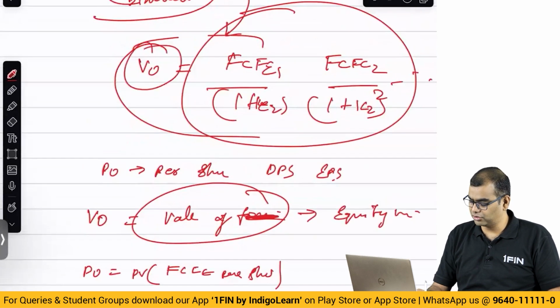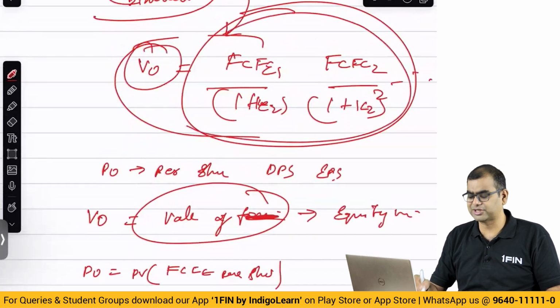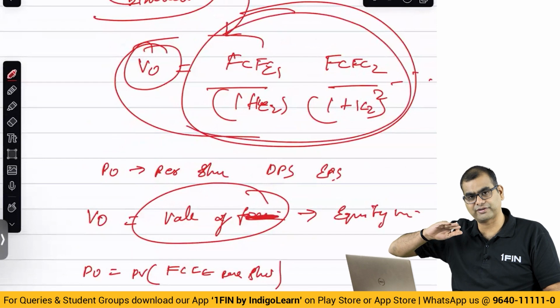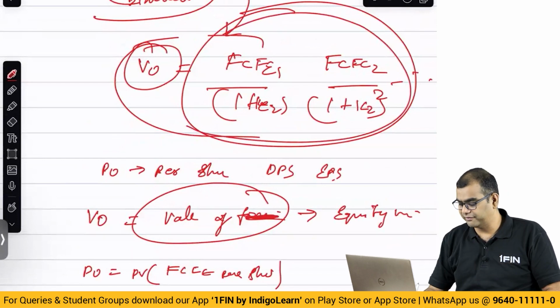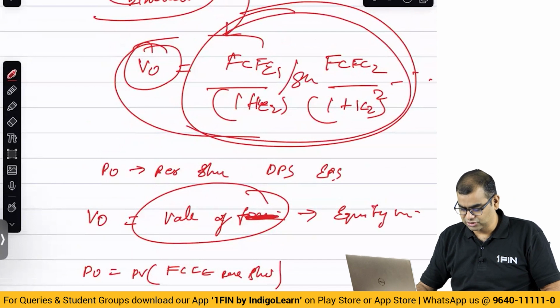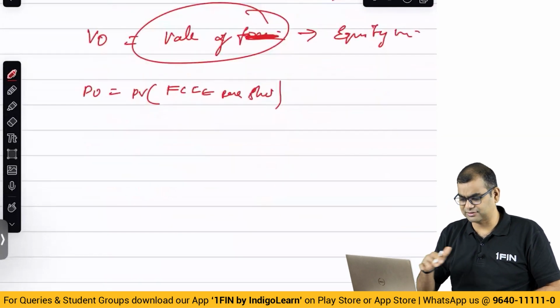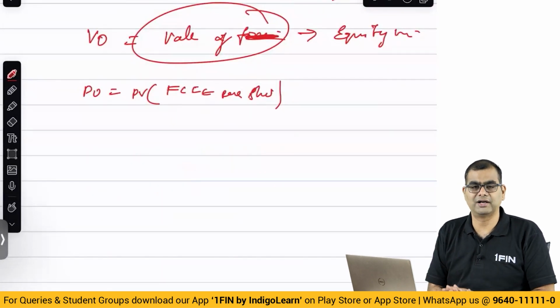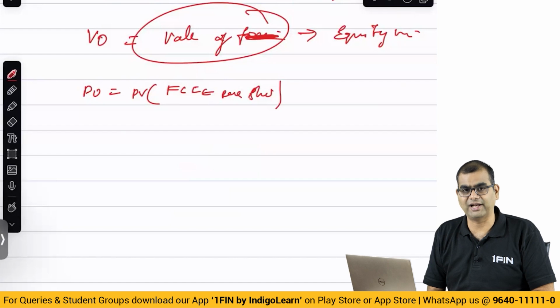If you do V0, it is simple discounting of all free cash flows to equity at a gross aggregate level. If you divide this by share count, then you get the per share price. Okay, so this is the formula. This basically is your cash flow based or present value based valuation.